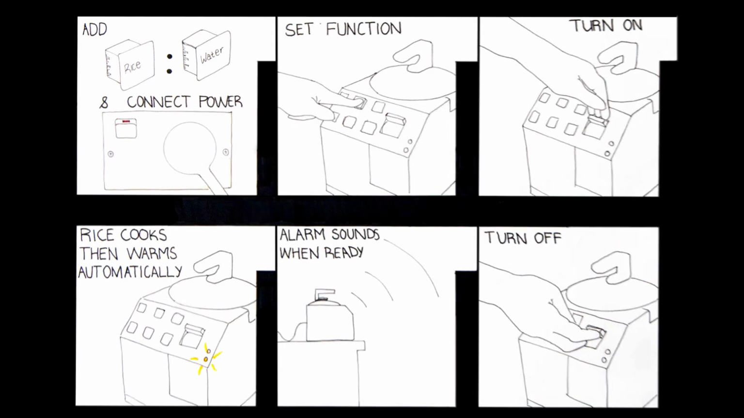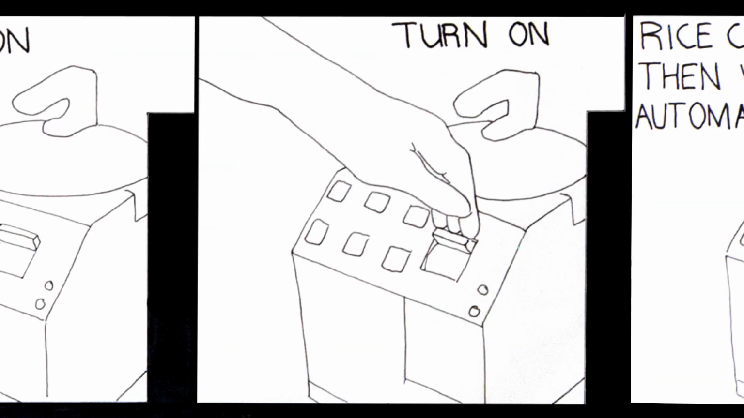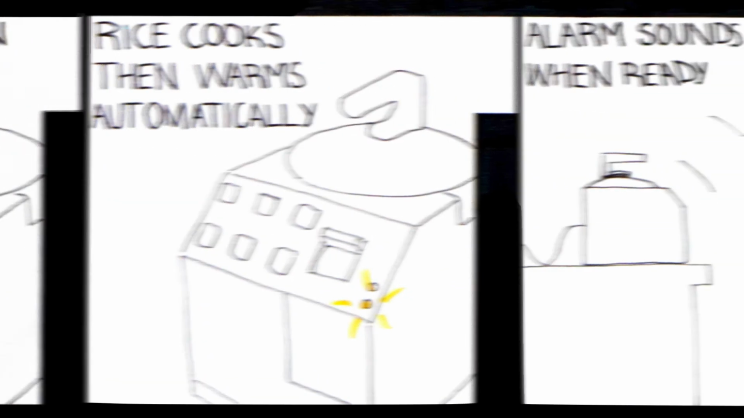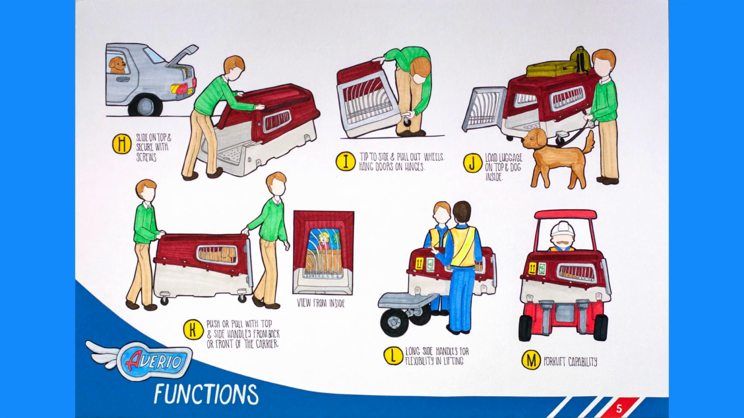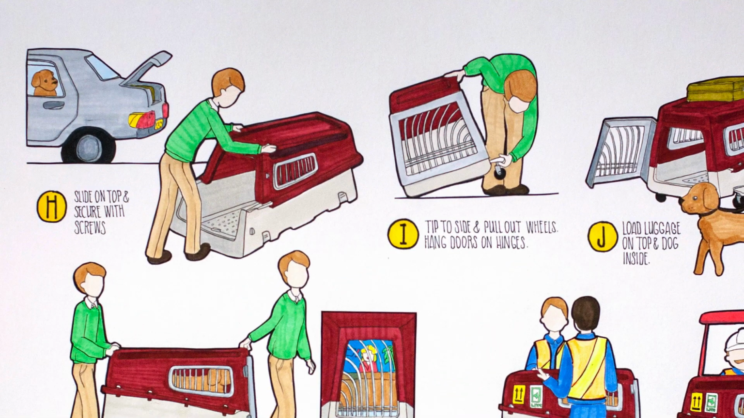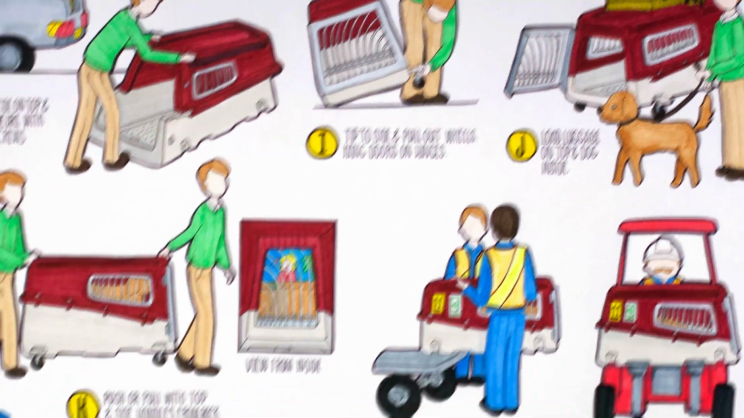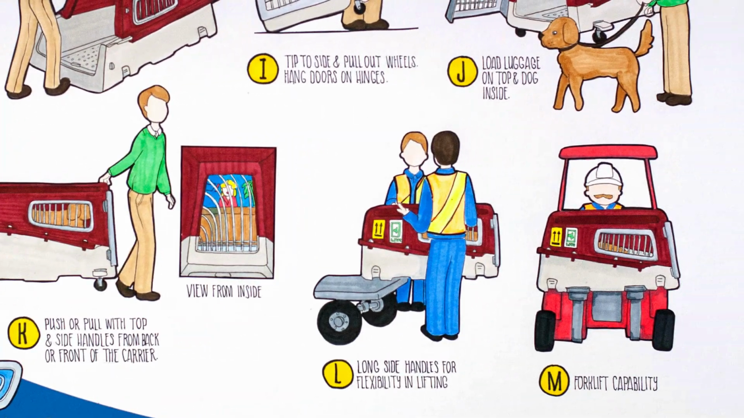This is a rice cooker. This sequence of use illustrates the procedure of using the rice cooker. This one shows key features of a pet transport product by showing how the product would be used in practice. This makes the benefits of the design very easy to grasp.